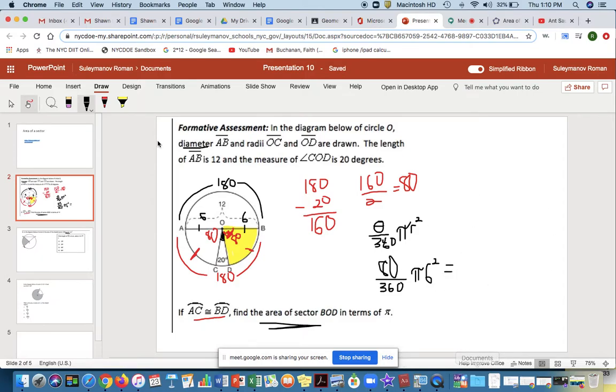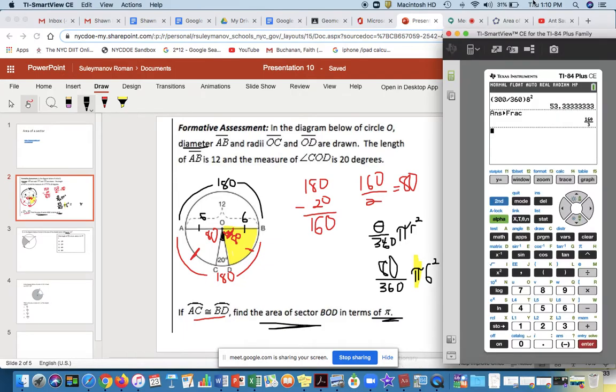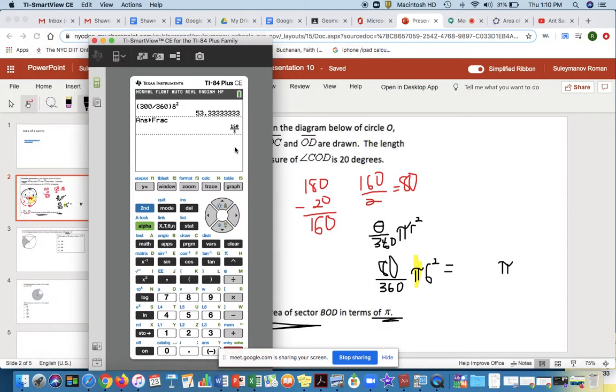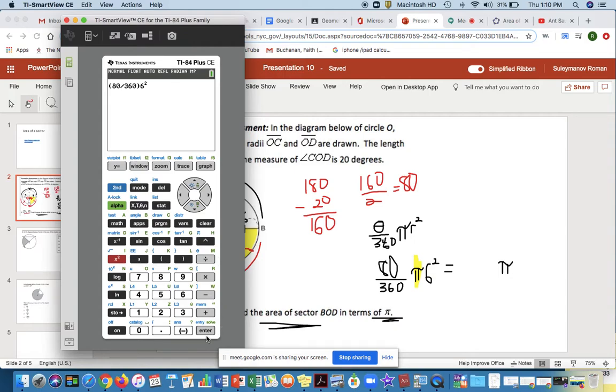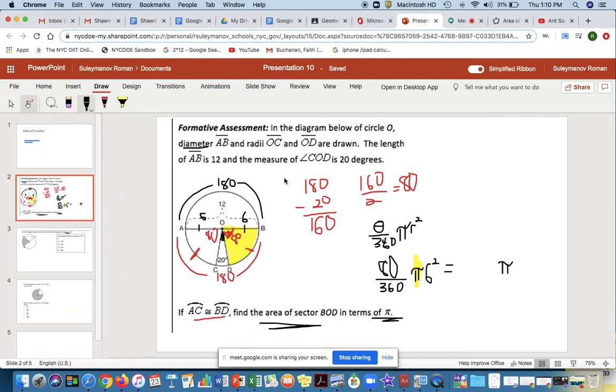So here's the trick to all these questions. It asks you for the answer in terms of pi. So what you do is, do not enter pi in the calculator. If it's in terms of pi, that means pi is going to be there when you're done. So I want you to take your calculator and enter everything except for pi. I'm entering 80 divided by 360, and I'm going to multiply this by 6 squared. And this gives me my answer, 8. But I have to know that the real answer is 8 pi, not just 8.